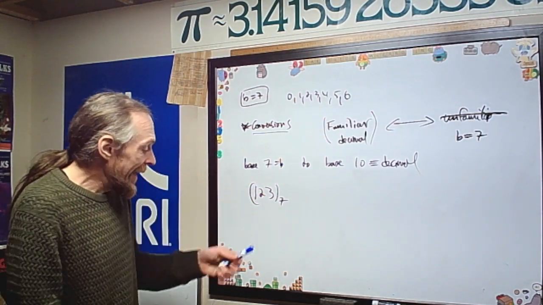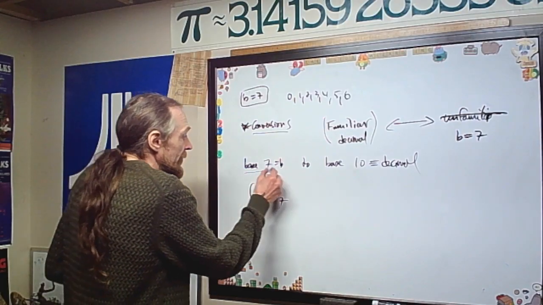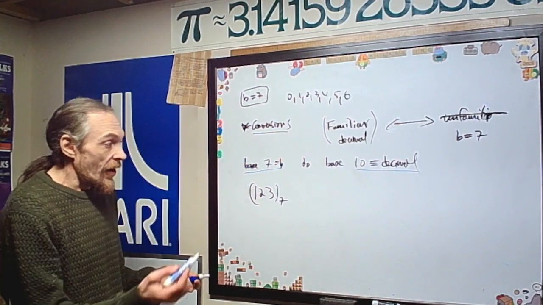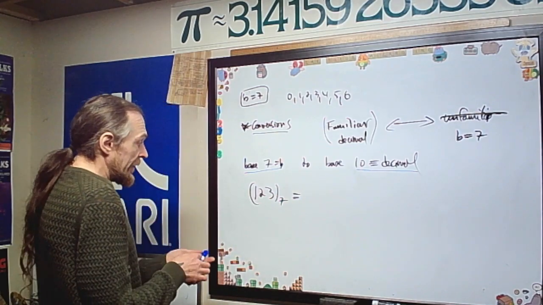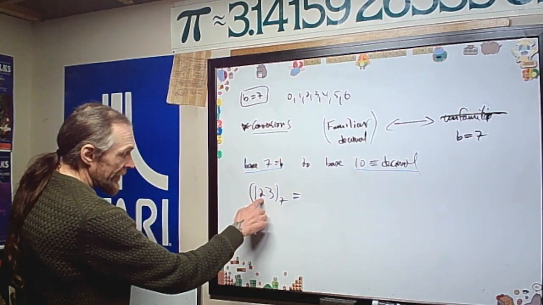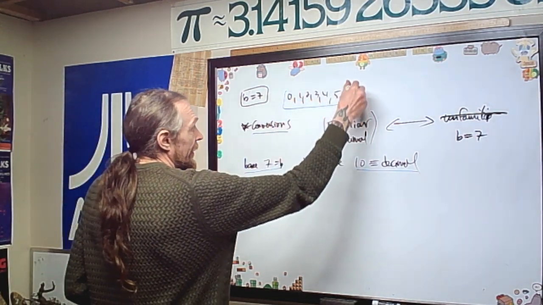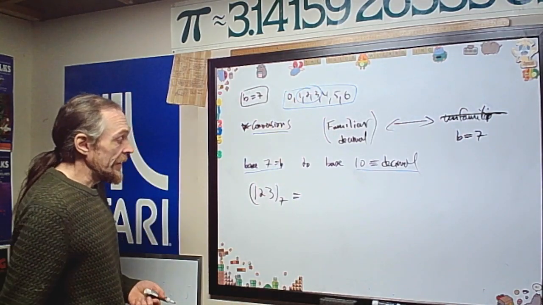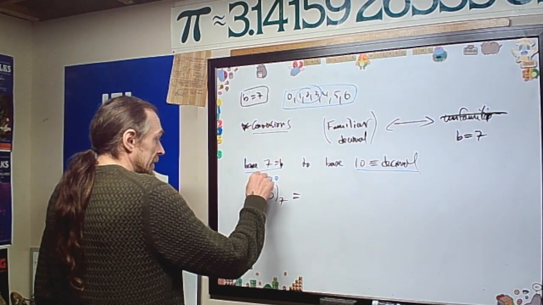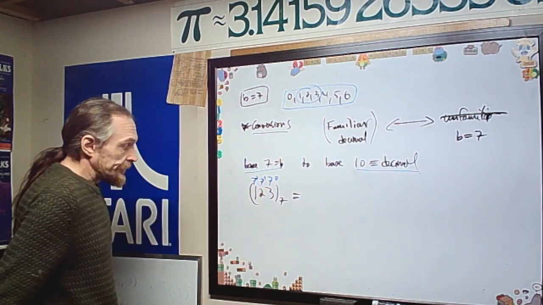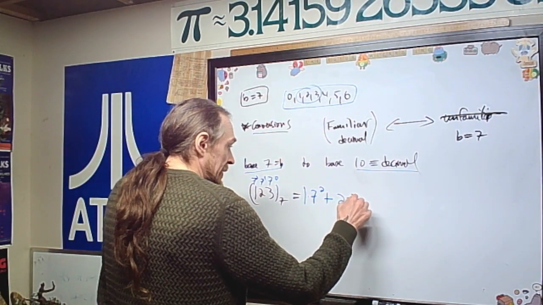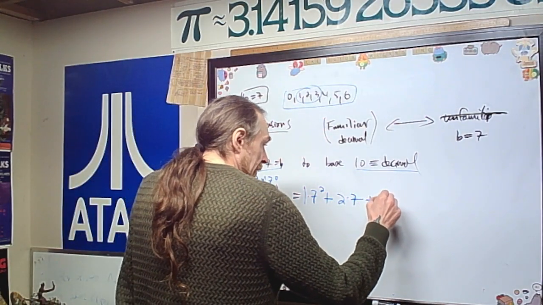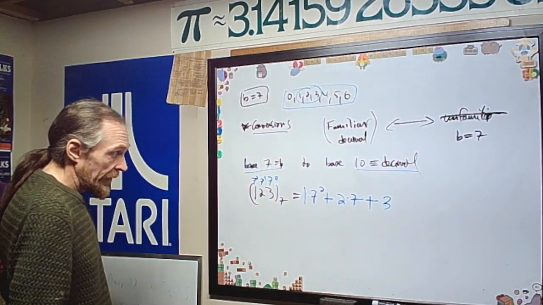To convert from base 7, the weird land, to your familiar land, base 10, all you do is use the definition. By definition, this is a string of digits. All the digits come from my familiar in here. All I did was pick 1, 2, and 3. And then this is 7 to the 0, 7 to the 1, 7 to the 2. So this is 1 times 7 squared, plus 2 times 7, plus 3 by definition.